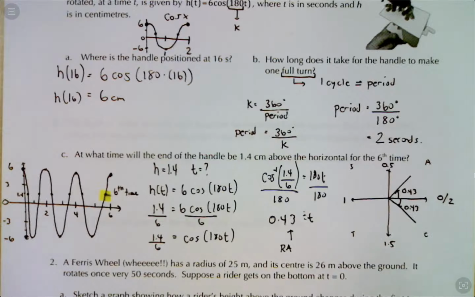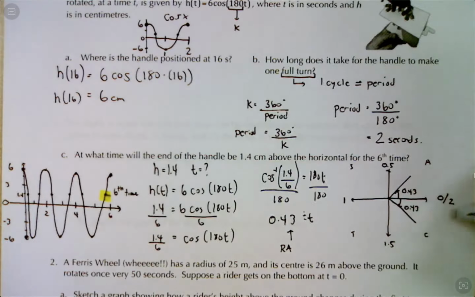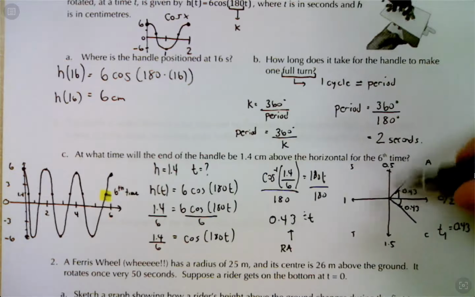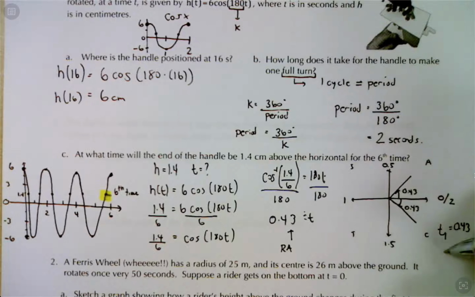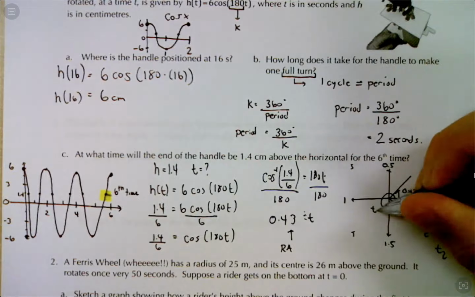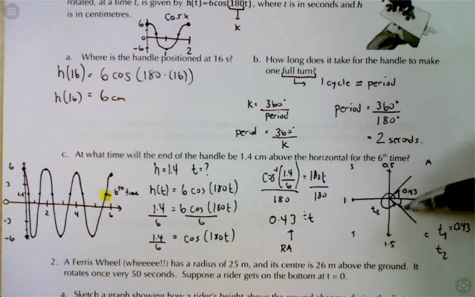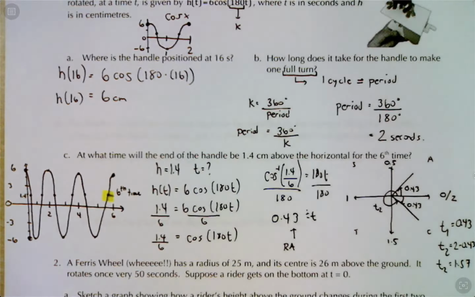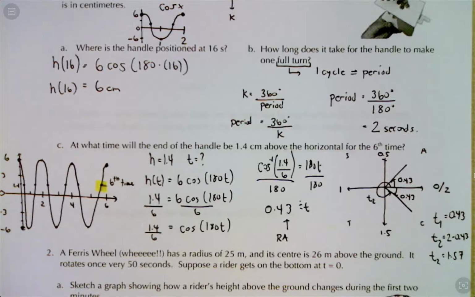Well, we can use this picture to figure out the first and second time, because this is the first rotation. Time 1 would just be 0.43. That's how long it takes to get to the first terminal arm. Time 2 would be from here all the way to here. And time 2 would be not all the way to 2 seconds. You're short 0.43. So that'd be 2 minus 0.43, which is 1.57. Now, 1.57 is not our answer because we want the 6th time.